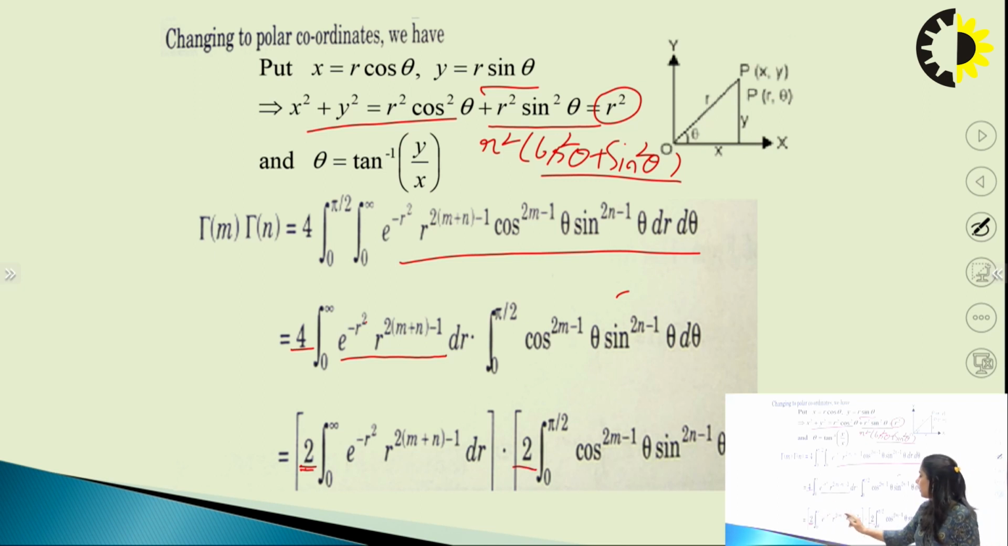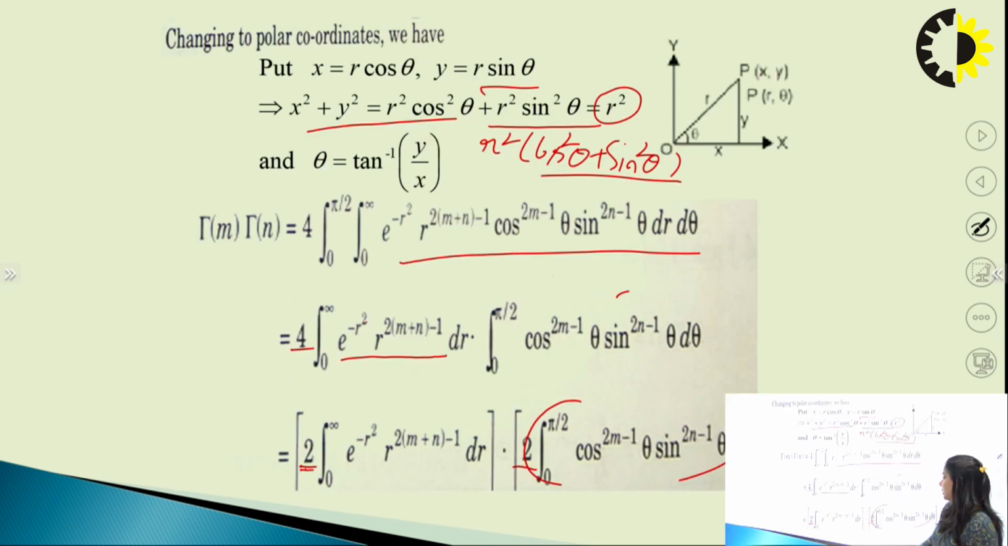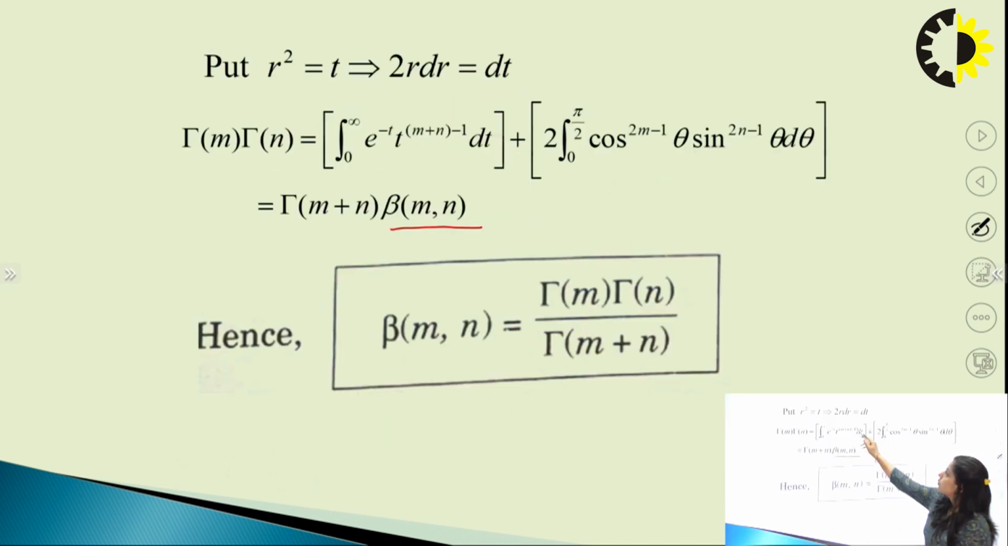We take 2 with this integration and 2 with this integration. So this integration is equal to beta m n. To integrate the other integration we will put r square equal to t. So by differentiation, 2r dr is equal to dt. Now we will put all these values in the previous integration. So gamma is equal to integration 0 to infinity e power minus t, t power m plus n minus 1 dt, times this integration, which is equal to beta m n.